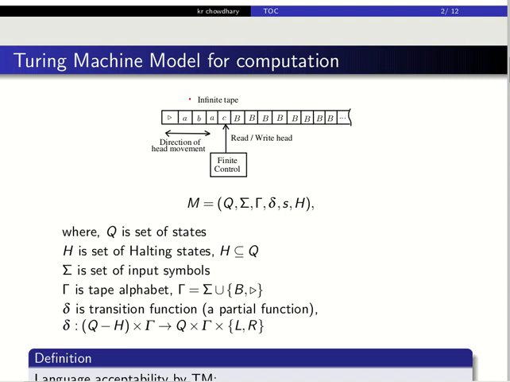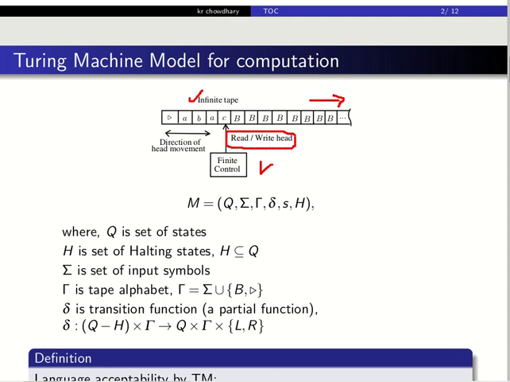So this model is like this. There is an infinite tape, like the finite automata. It has a finite control like the finite automata. But unlike the finite automata, it has a read and write head.